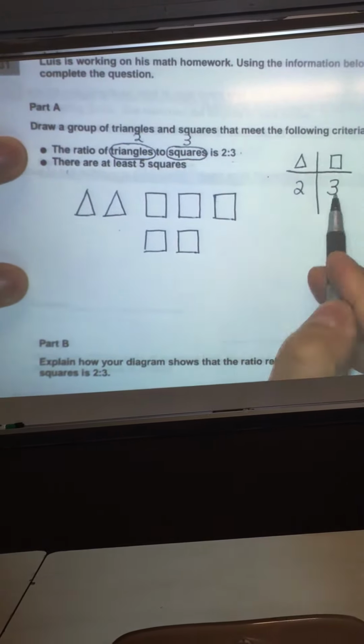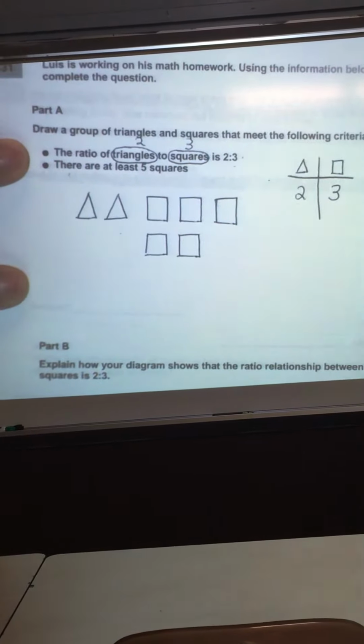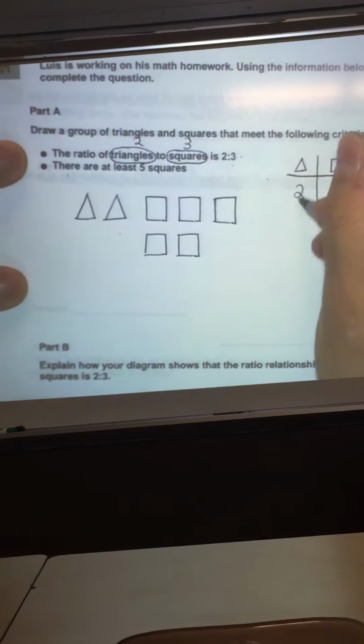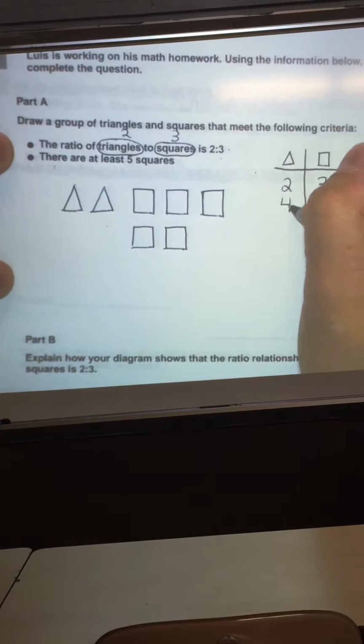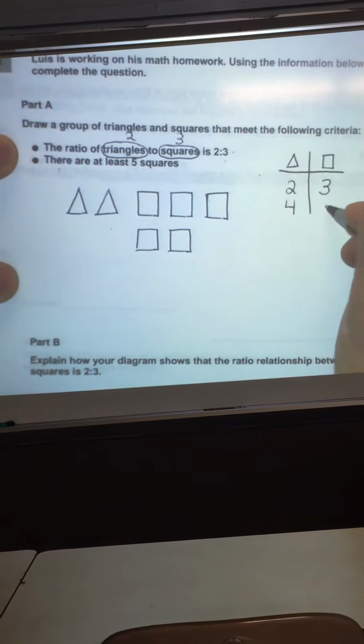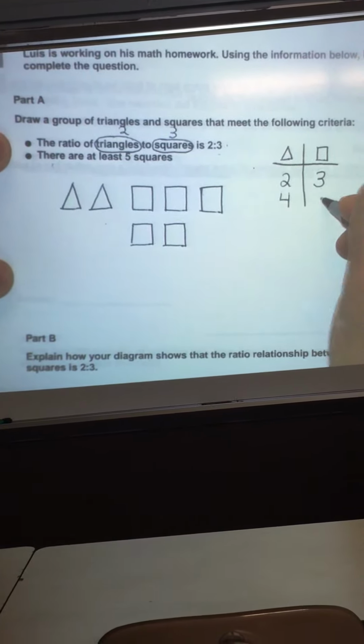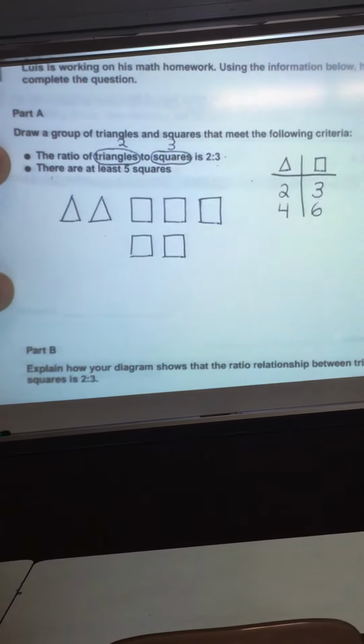If you already know the most reduced row of a ratio table, you can just roll it out. This would be 2, 4, and this 3, what would go here? Call it out if you know it. If you said 6, you'd be correct.